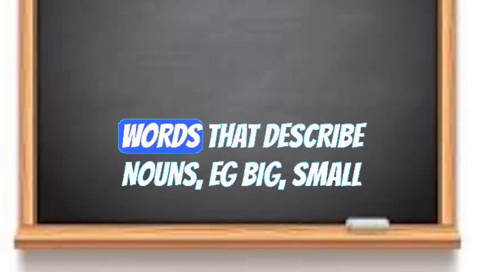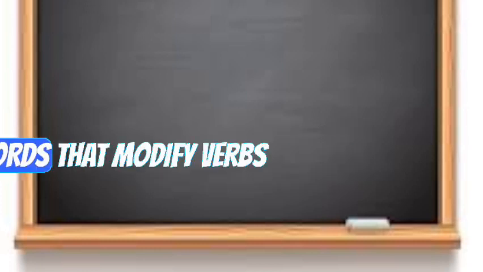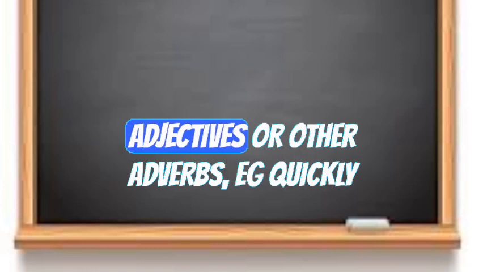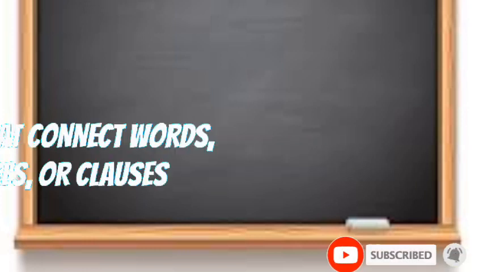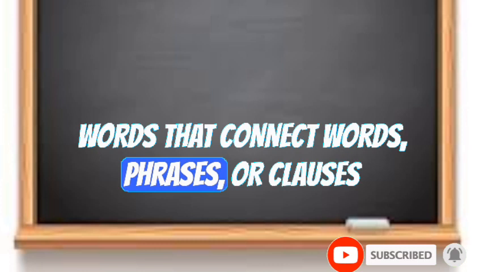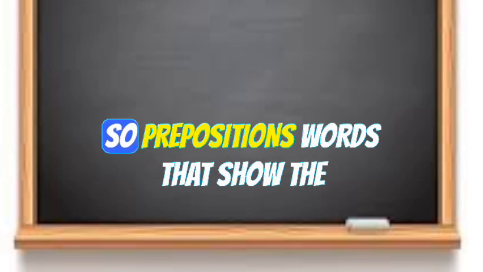Adjectives, words that describe nouns, e.g., big, small, red, happy. Adverbs, words that modify verbs, adjectives, or other adverbs, e.g., quickly, slowly, very, quite. Conjunctions, words that connect words, phrases, or clauses, e.g., and, but, or, because, so.